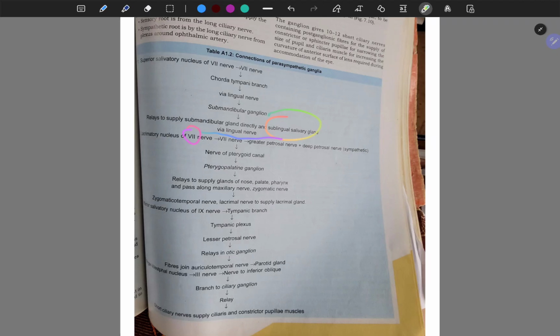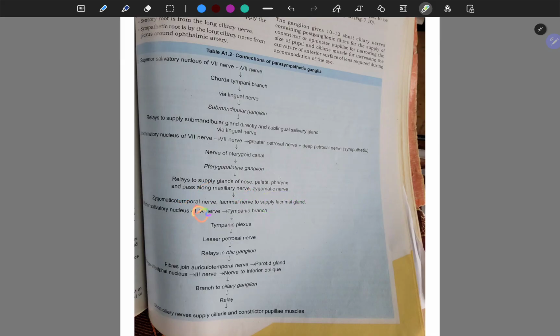The lacrimatory nucleus of the seventh nerve relays to give the greater petrosal nerve, which joins with the deep petrosal nerve, a sympathetic branch which comes via the carotid artery, to give rise to the nerve of the pterygoid canal, which relays in the pterygopalatine or sphenopalatine ganglion. This relays to supply the glands of the nose, palate, pharynx, and passes along the maxillary nerve, zygomatic nerve. From there, the zygomaticotemporal nerve and lacrimal nerve supply the lacrimal gland.